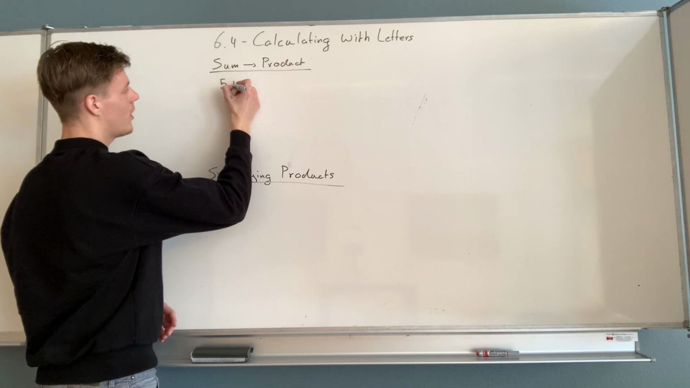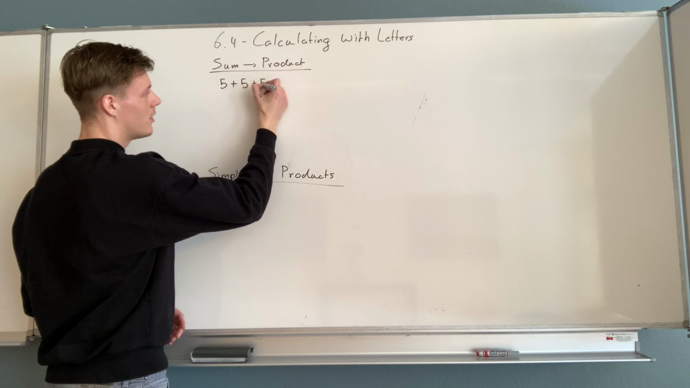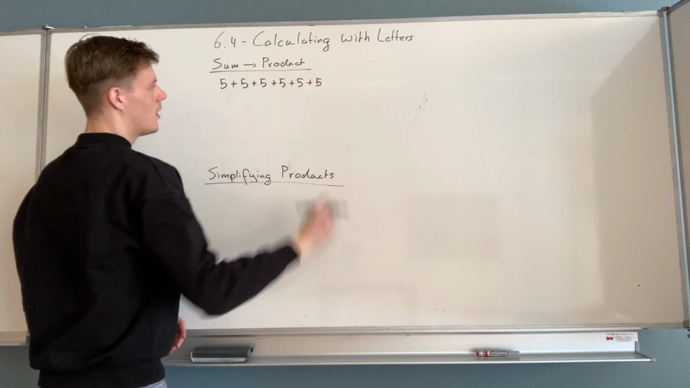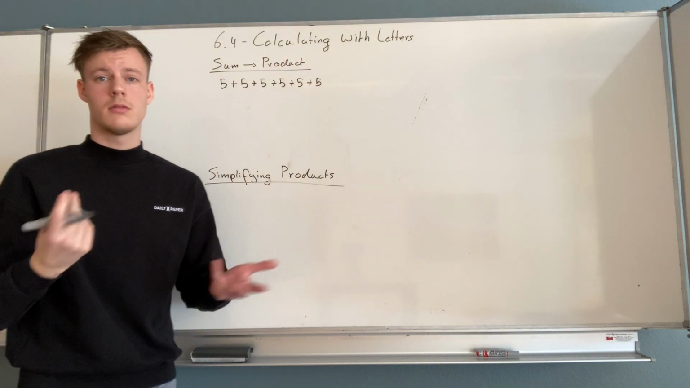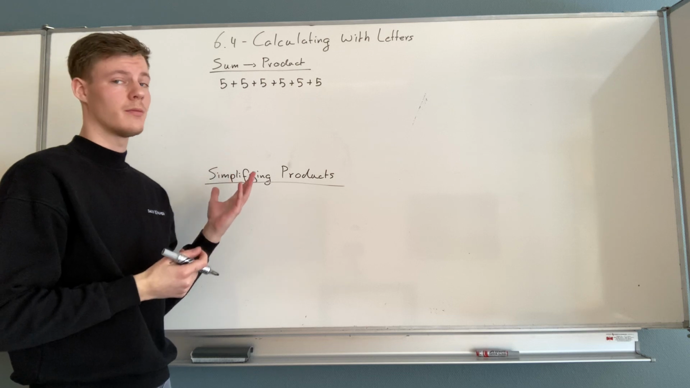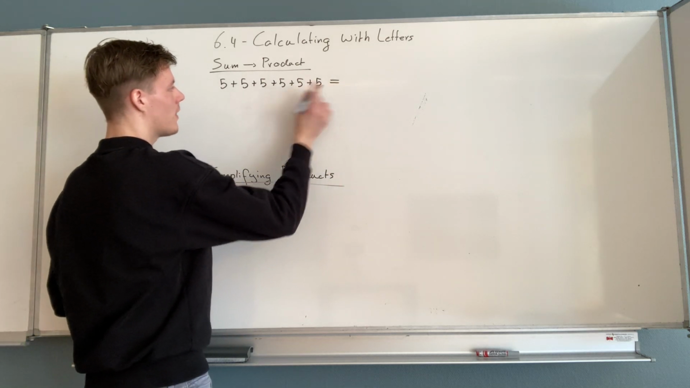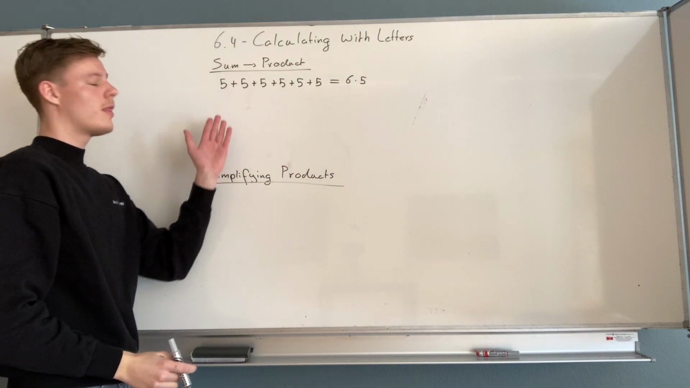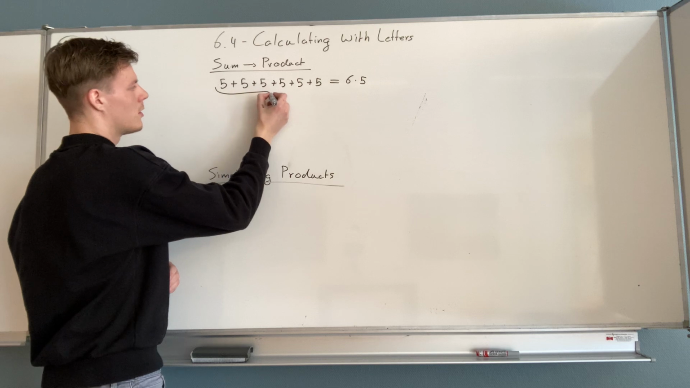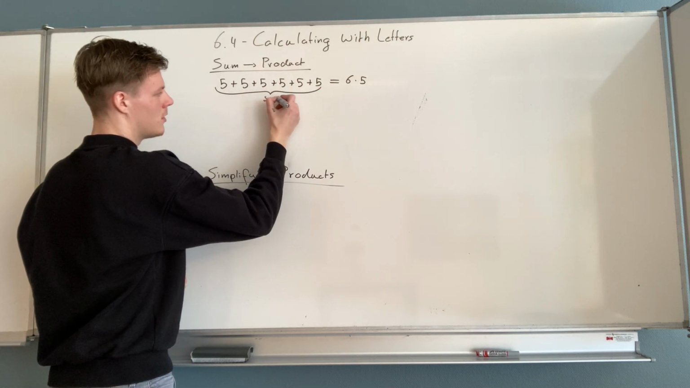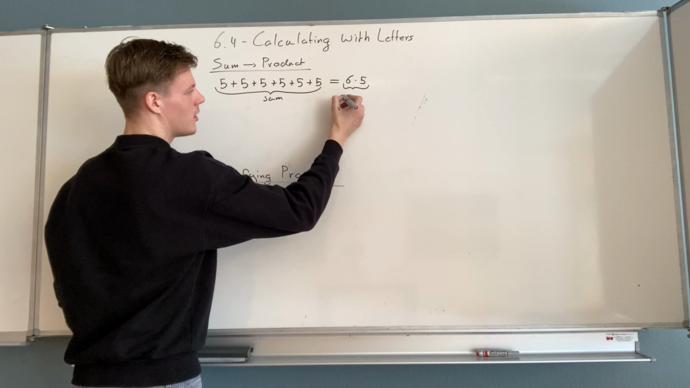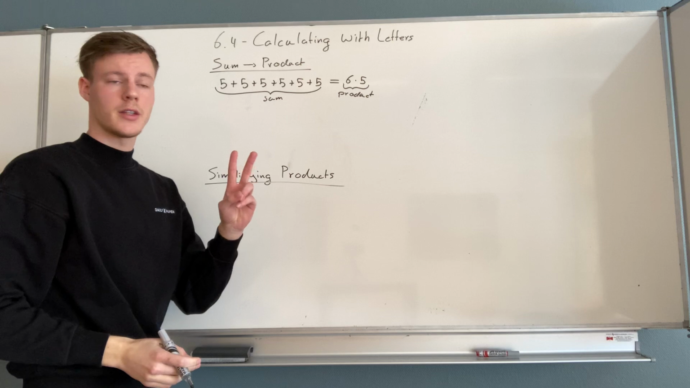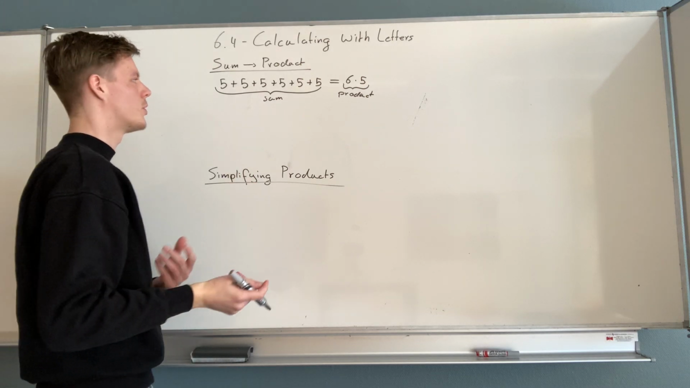So let's say we have 5 plus 5 plus 5 plus 5 plus 5 plus 5. Okay, we added 6 5s together. So we can write this as 6 times 5. In this case, this part is called a sum, and this part is called a product. And this is a product with two factors. Later we'll add more to them.